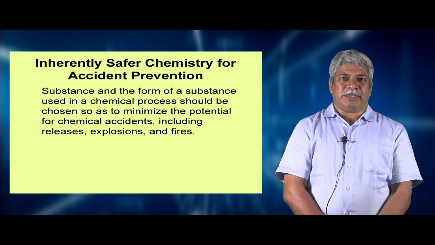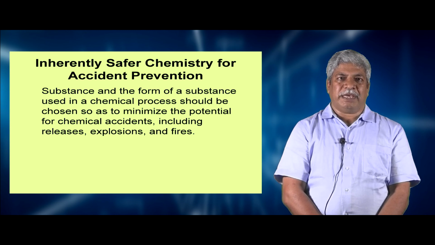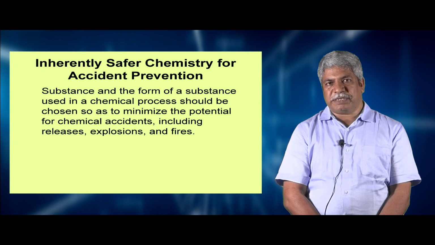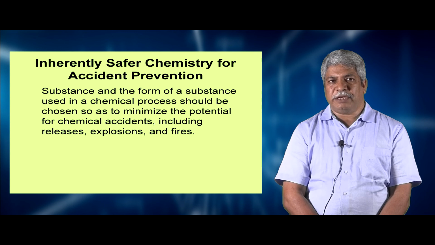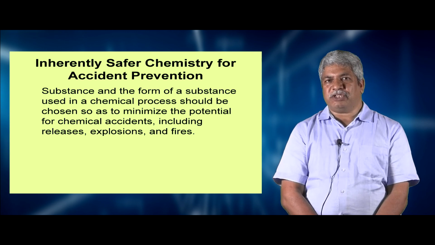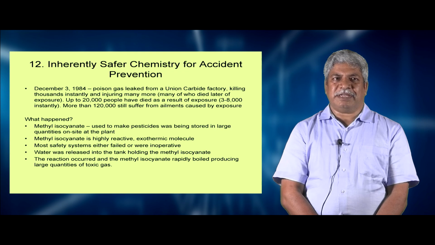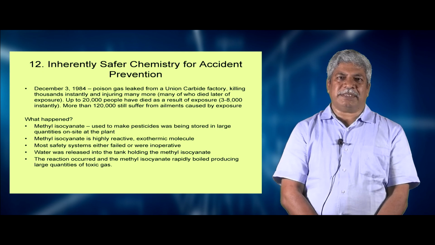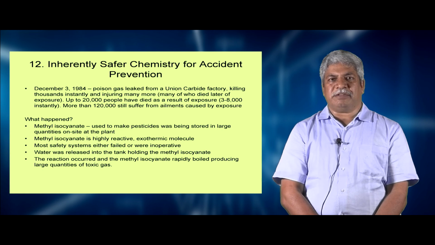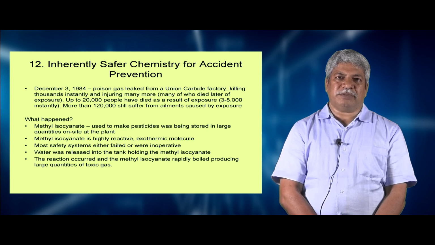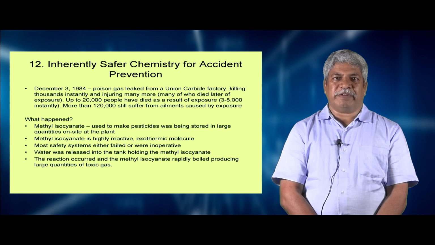So we are towards the end of these 12 principles, and the last principle is inherently safer chemistry for accident prevention. So substances and the form of substances used in a chemical process should be chosen so as to minimize the potential for chemical accidents, including releases and explosions. Say, that is the tragedy in Bhopal. It took place in India in 1984. See what happened: a poisonous gas got emitted from a plant, which killed 3,000 to 8,000 people on the spot itself, and subsequently due to radiation exposure some 20,000 people died and almost 1,00,000 people suffered with lots of diseases in that area.